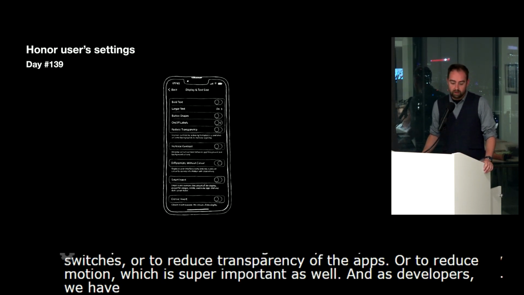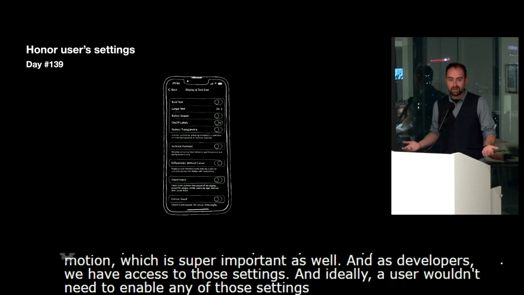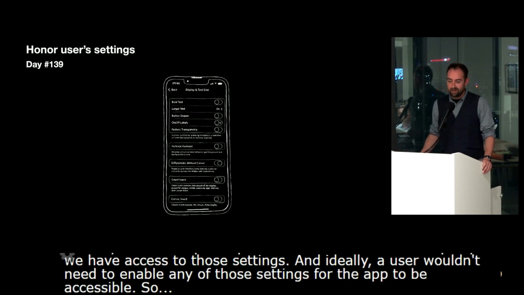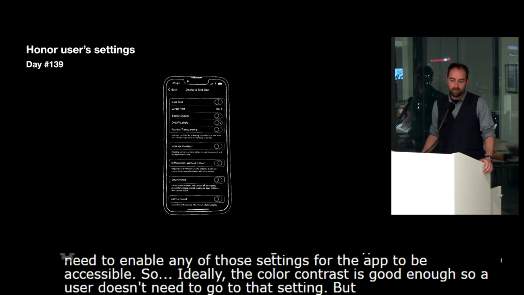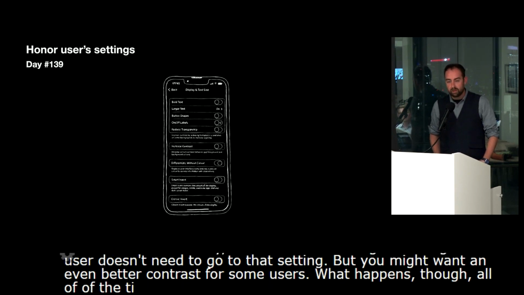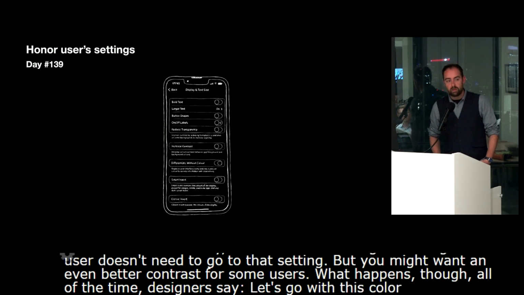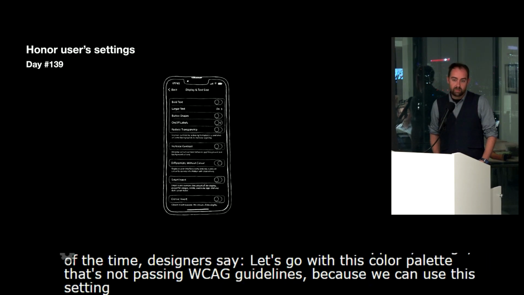And ideally, a user wouldn't need to enable any of those settings for the app to be accessible. So ideally, the color contrast is good enough, so a user doesn't need to go to that setting. But you can offer an even better contrast for some users, right? What happens though a lot of times is a designer may say, well, let's go with this color palette that is not passing WCAG guidelines, because then we can use this setting for the user to have an experience that works for them.